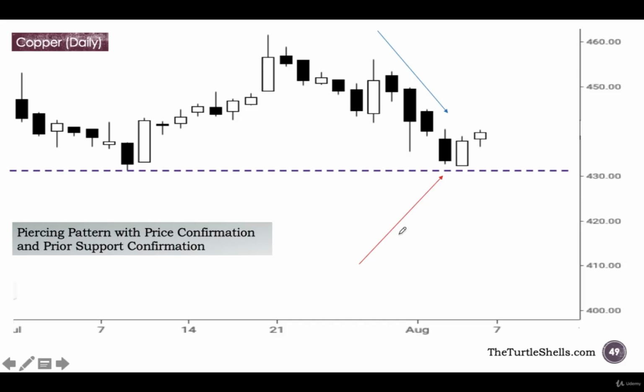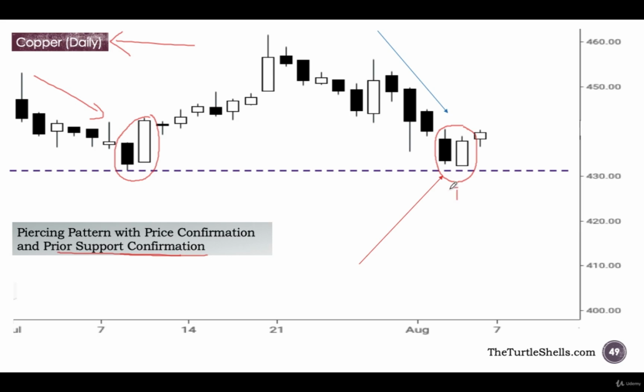So let's have a look at the daily chart of copper. This is a commodity chart. So you have a well-established support line, which is the bullish engulfing pattern. So the white candle completely engulfing the prior black candle. So we have a support line displayed by the purple dotted line here. So we have prior support confirmation because this piercing pattern is confirming the prior support area. So we have prior support confirmation.